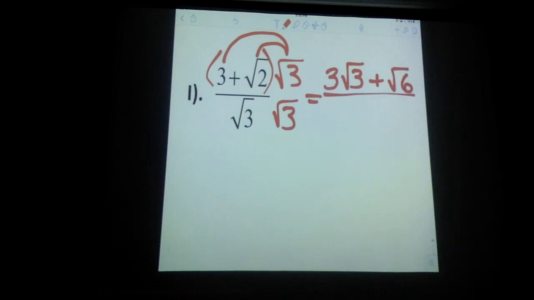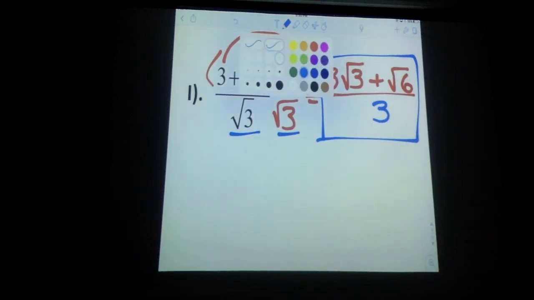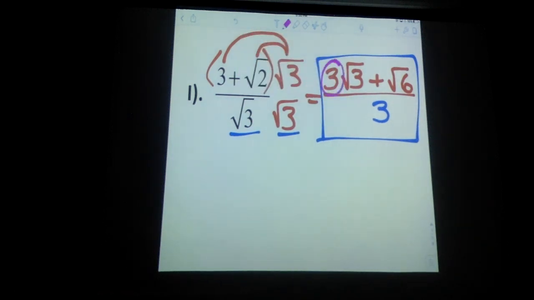All of that divided by, you take square root of 3 multiplied by square root of 3. That leaves you with just a 3. Now, one thing I do want to point out is that you might be sitting there and noticing, well, I've got a 3 here and a 3 here. Can I divide those and simplify? And the answer is no, because you are missing a number divisible by 3 in front of your square root of 6.